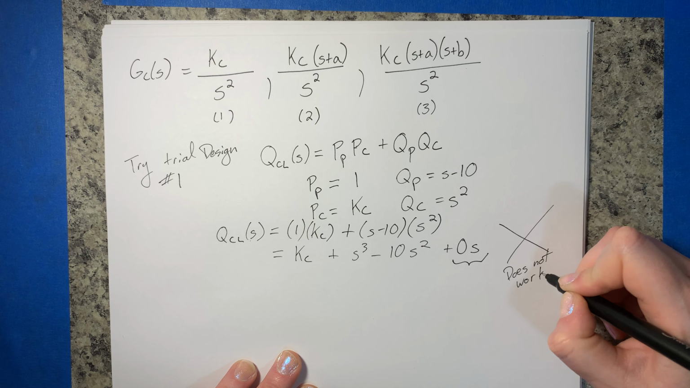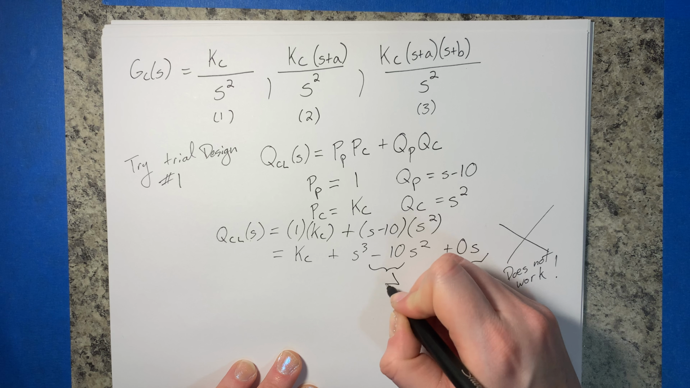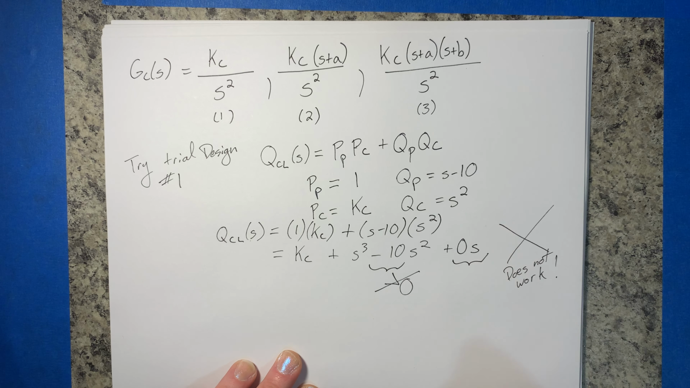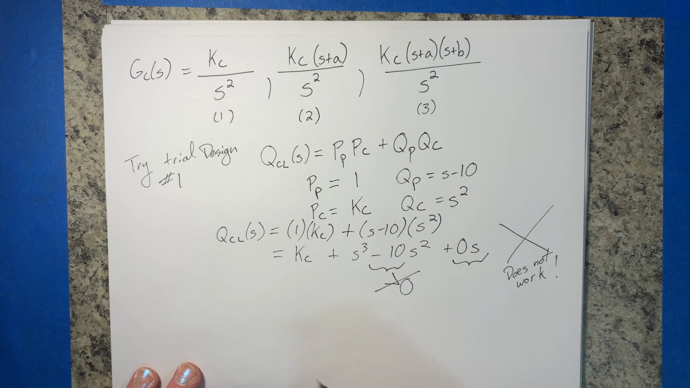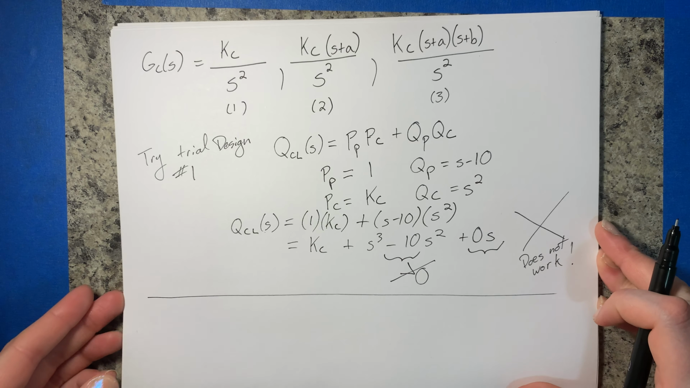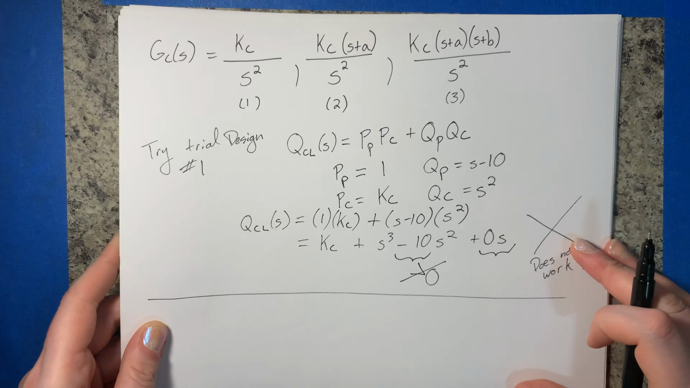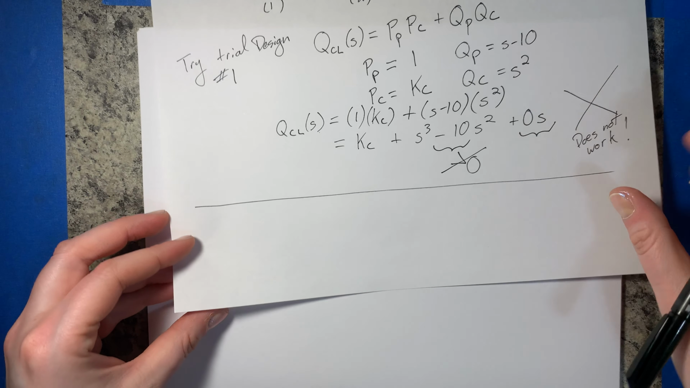Again, there are 2 reasons. One is the necessary and sufficient condition here that is not held, and we're missing that term right there. Okay, so that's fine. It's sometimes the first trial design does work, not always though. Let's go ahead and try trial design number 2.